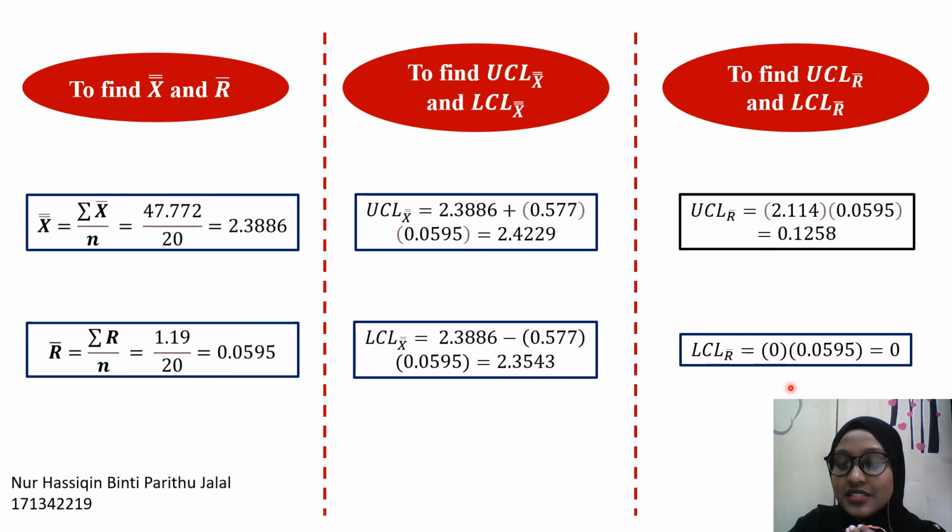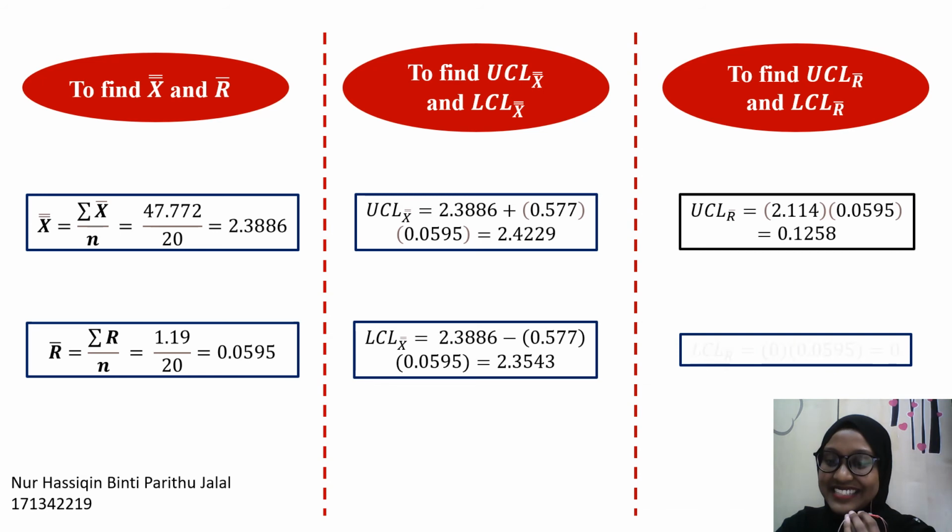This data we will then collect and plot in the graph, so we can see whether the data we collected is within the range or has data that is over the control limit line. The UCL for the R bar we obtain is 0.1258. Meanwhile, the LCL is 0.